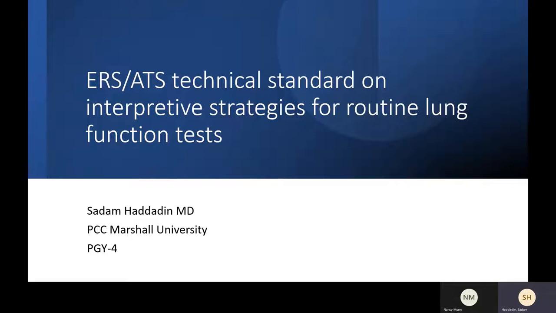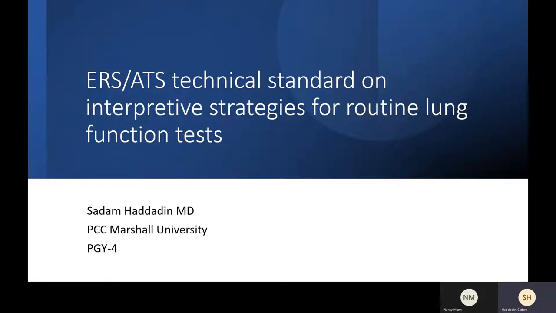So when we read any PFT, we have to put the reference for the equation and the index. It's different when you read any PFT from different places. You have to refer to which criteria you used, GLI or another. When you read any PFT, there is also a quality criteria for acceptability and usability.